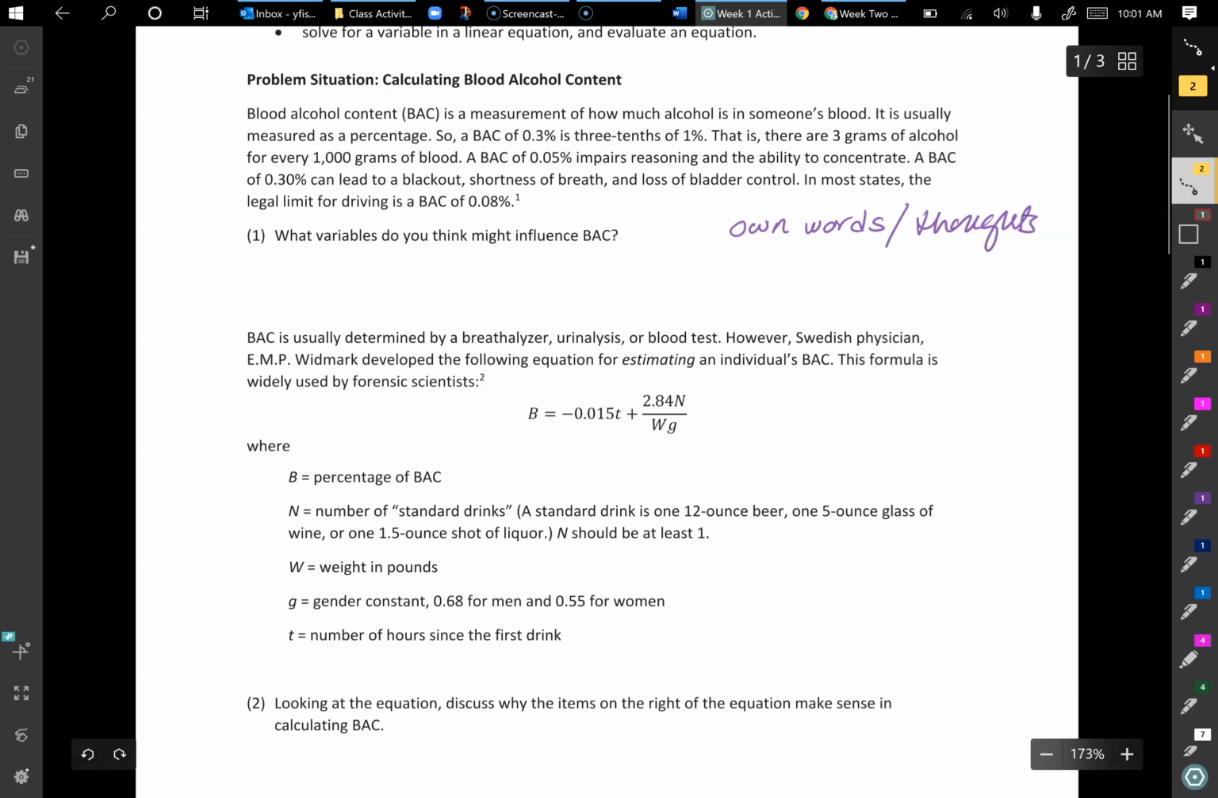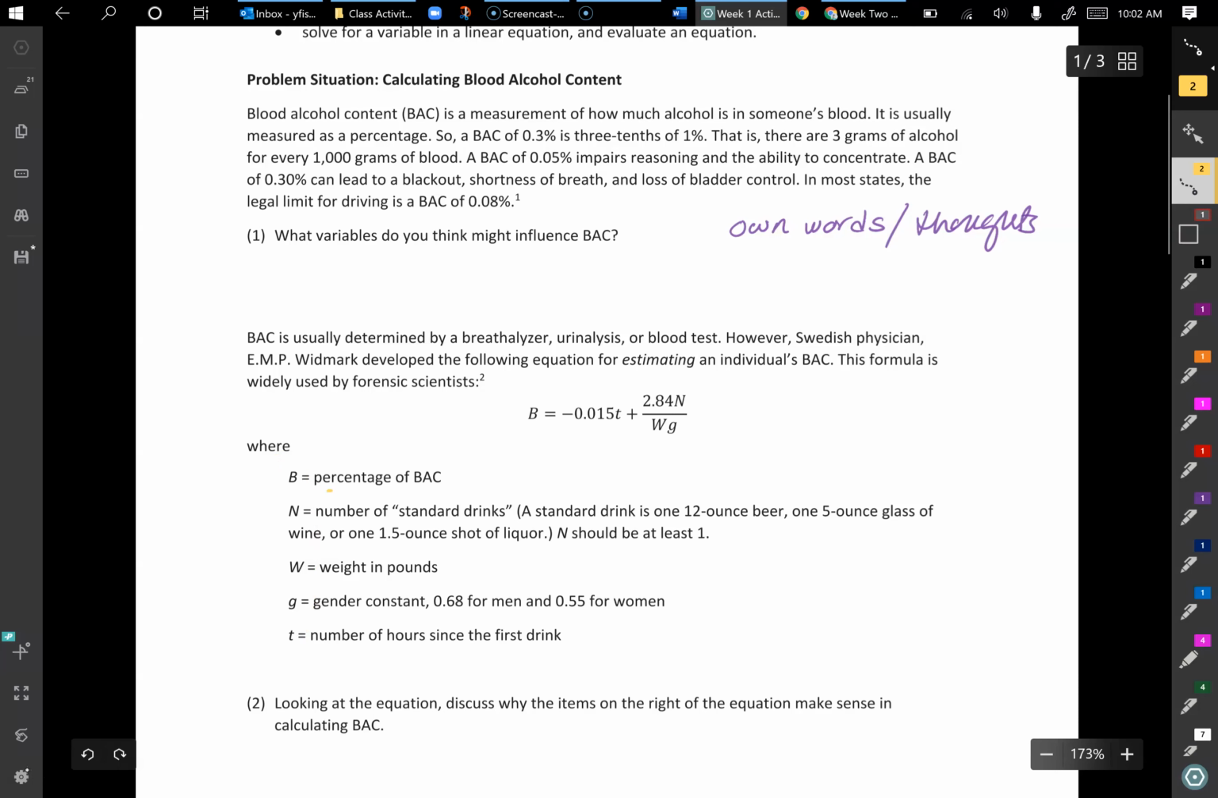So here it is, B equals negative 0.015 T plus 2.84 N, all divided by WG. All these letters are case sensitive. They mean certain things, so you have to read the key here.